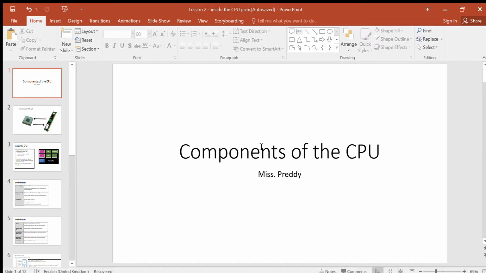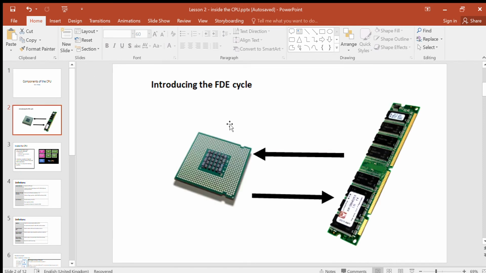Today we're going to be looking at the components within the CPU. Okay, so the first video gave you that intro, that overall view of the inner workings of the computer. We're going to delve into the components within the CPU today. So as a quick recap, last session we looked at the FDE cycle. Okay, so the CPU fetched data and instructions from RAM and took them back to decode and execute. Today we're going to be looking at what is within that CPU that allows that process to happen. Remember, billions of times a second that fetch, decode, execute cycle is occurring within your computer.